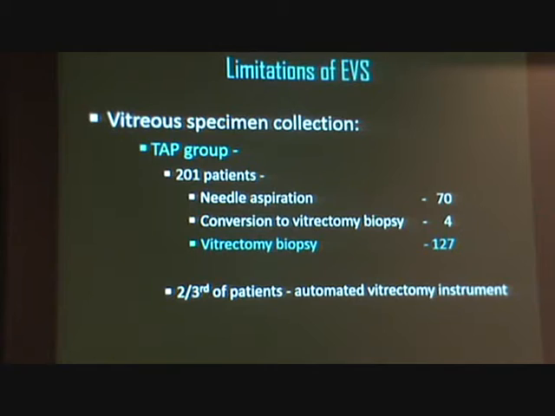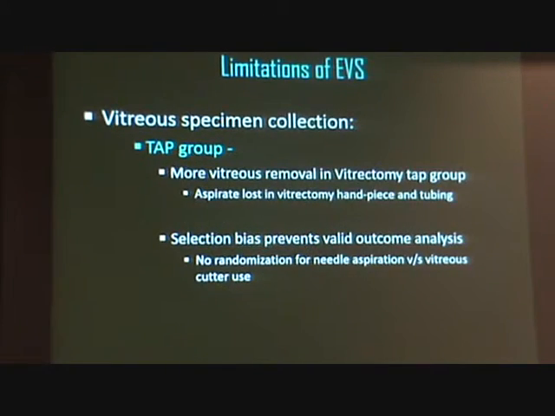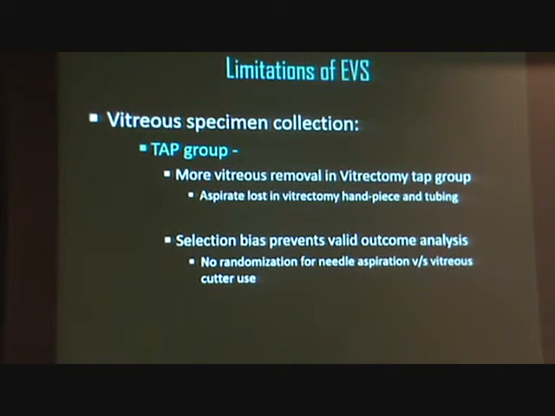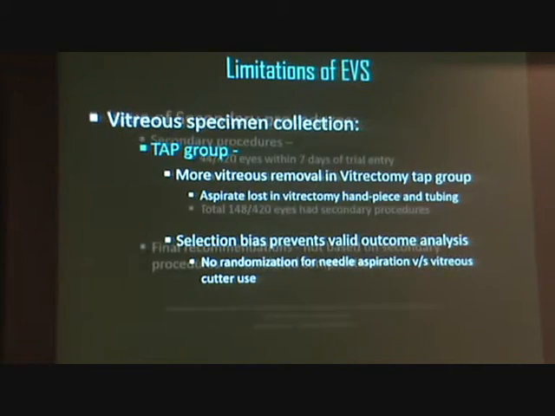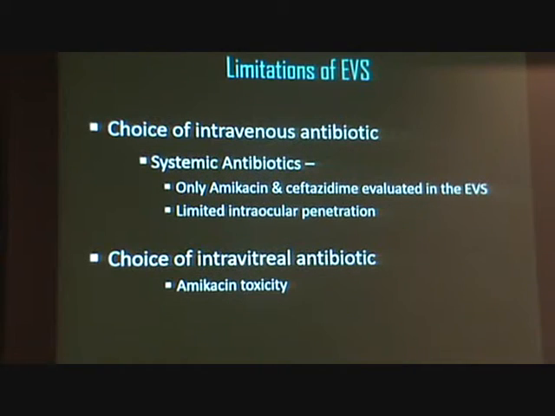Nearly two-thirds of patients in the TAB group had this procedure performed with an automated vitrectomy instrument. It is very likely that significantly more vitreous was removed from eyes in the vitrectomy TAB group than in the needle TAB group. Also, selection bias prevented valid outcome analysis, as there was no randomization between needle aspiration versus vitreous cutter use in the TAB group. Forty-four eyes had secondary procedures performed within 7 days of trial entry, but the final recommendations were not based on these events.